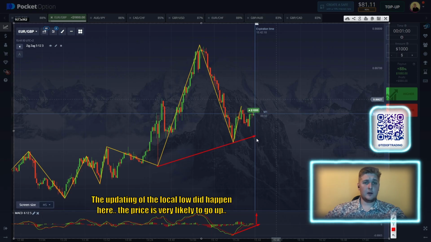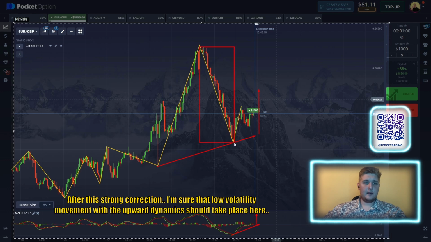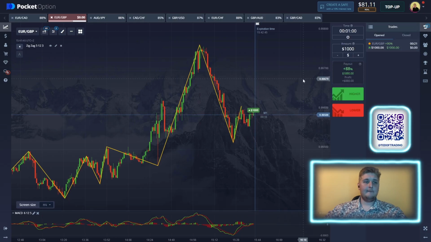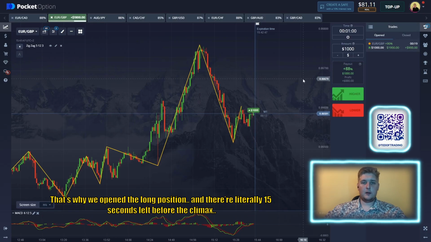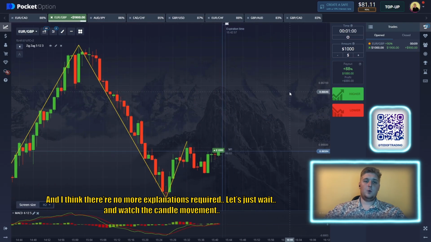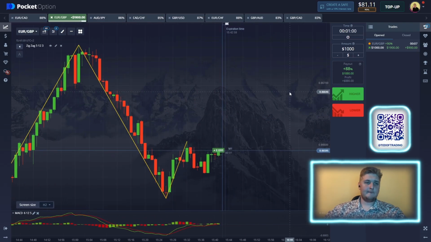The updating of the local low did happen here. The price is very likely to go up. After this strong correction, I'm sure that the low volatility movement with the upward dynamics should take place here. That's why we open a long position and there are literally 15 seconds left before the climax. And I think there is no more explanation required. Let's just wait, watch the candle movement.